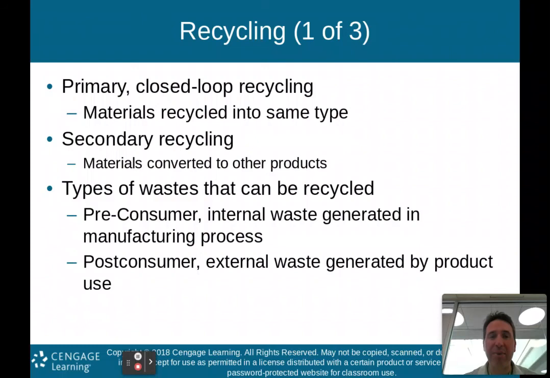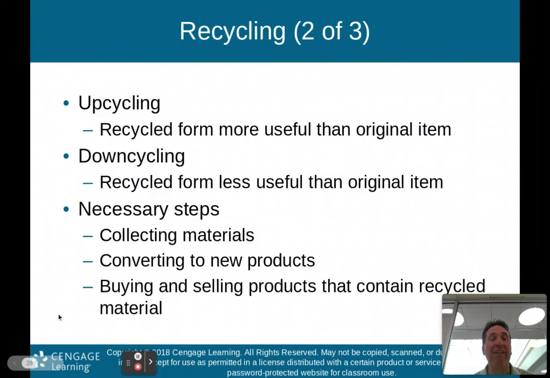Types of waste that can be recycled: again, pre-consumer, internal waste generated in manufacturing processes, or post-consumer, the external waste generated by product use, right? So those are the types of waste that can be recycled. Before we get it, internal waste at the manufacturing plant, and then after we get it as consumers, which is the external waste generated by the actual product that we actually have.